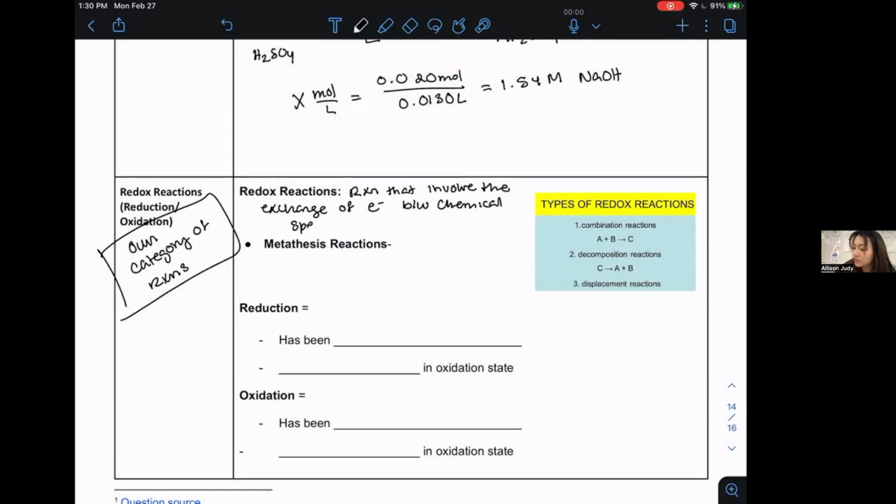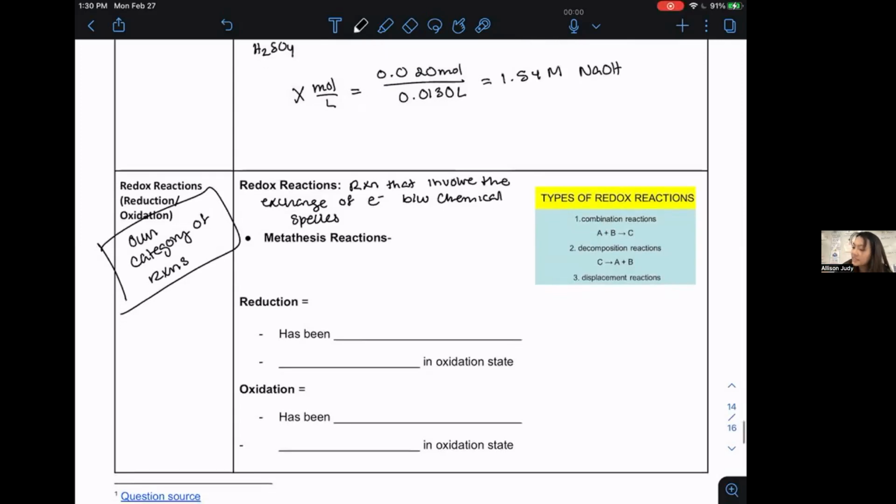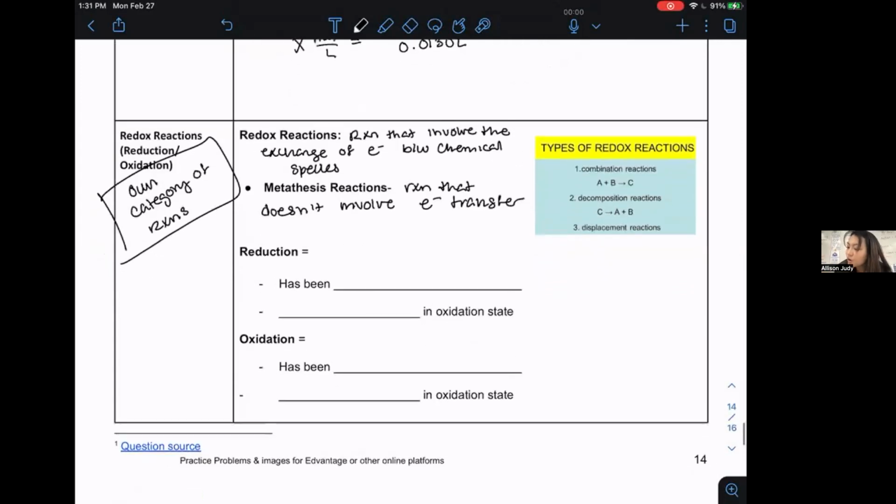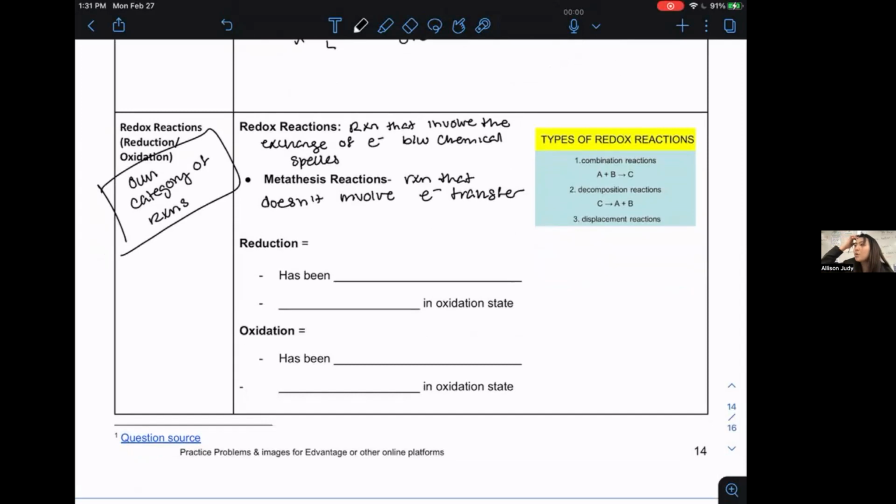Change between chemical species. So some examples are over here. FYI, a metathesis reaction is a reaction that doesn't involve electron transfer. So that's just like saying the antithesis. The antithesis of a redox is a metathesis. Okay. So what does redox stand for? Well, it's the combo of 2 words, reduction and oxidation. It's a pairing. Reduction occurs when a species gains electrons.